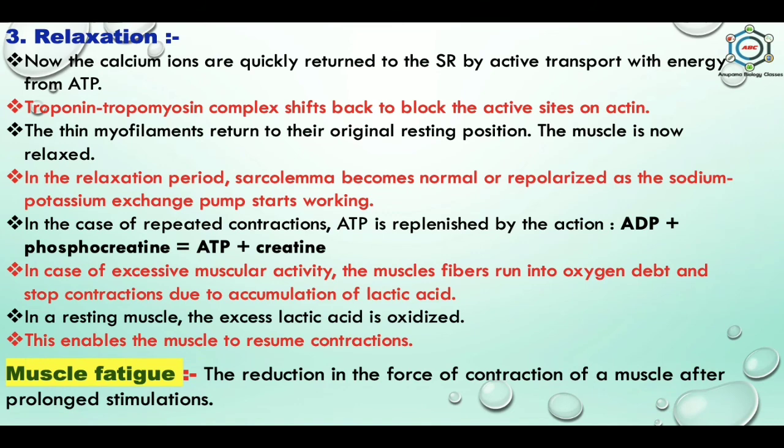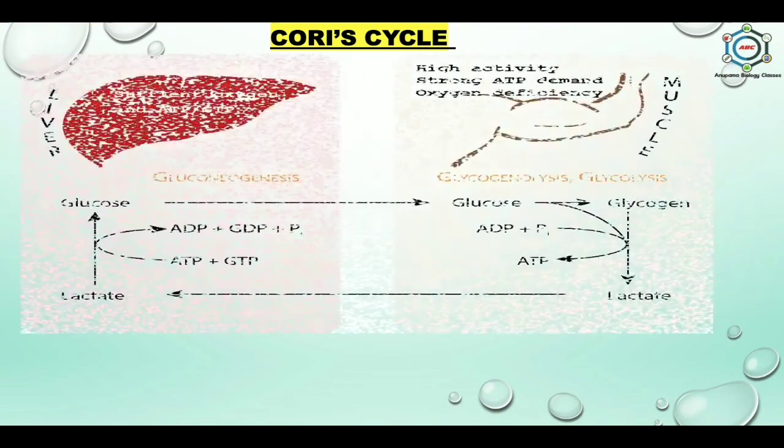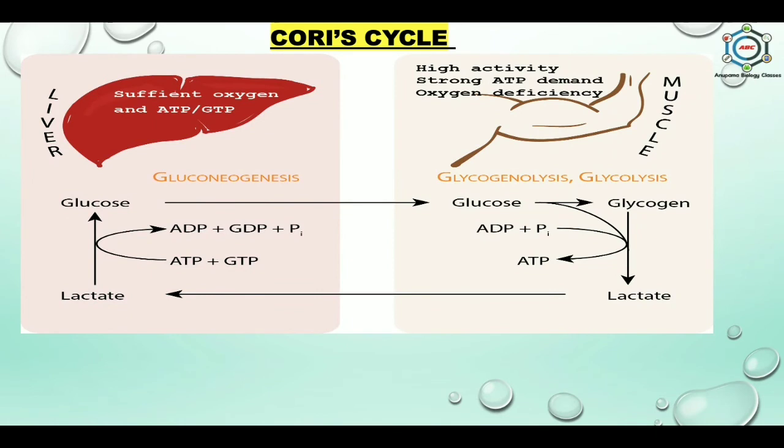Now, muscle fatigue. The reduction in the force of contraction of a muscle after prolonged stimulation is known as muscle fatigue. A muscle gets fatigued sooner by strenuous exercise than by mild exercise. A fatigued muscle pains. Now, the Cori cycle. What is this? This is the Cori cycle between the liver and muscles.